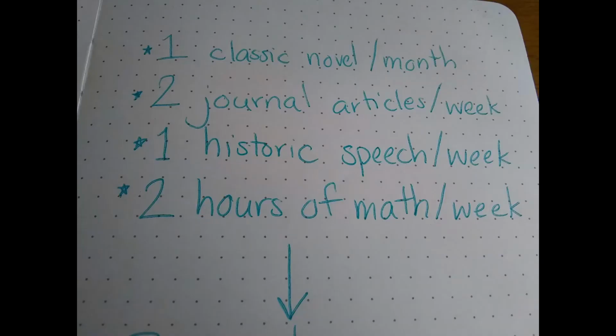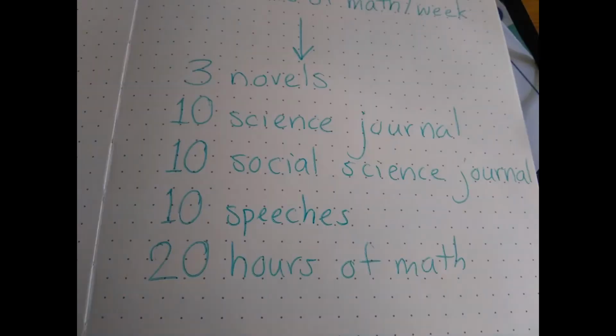One classic novel per month, 2 journal articles per week, 1 historical speech per week, and 2 hours of math work per week is only an hour of work a day, but over 10 weeks you'll still get in 3 novels, 10 science articles, 10 social studies articles, 10 speeches, and 20 hours of math practice. Of course, if you want to study more than that, there's no one stopping you.